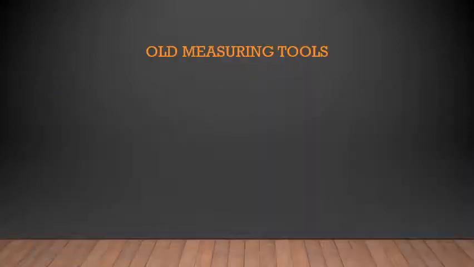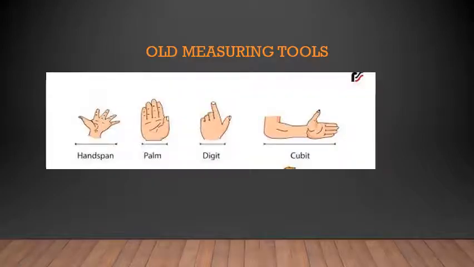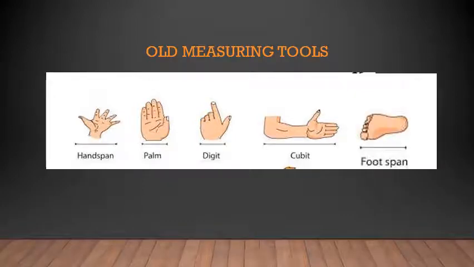Then what were the old measuring tools for the length property? For the property of length, we used to use the hand span. Hand span means the measurement from the tip of your thumb to the tip of your little finger. That is the hand span. Then palm, one palm length. Then digits, like 1, 2, 3 digits. Then cubit. Cubit means the length from your longest finger to your elbow. Okay, then a foot span.